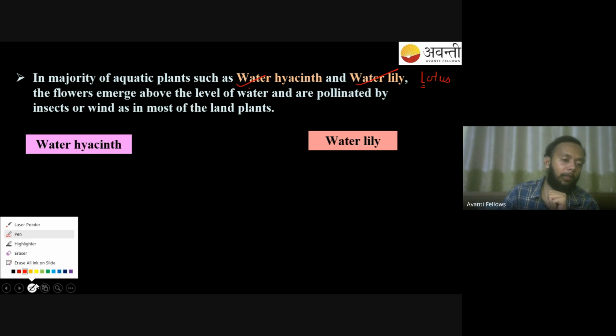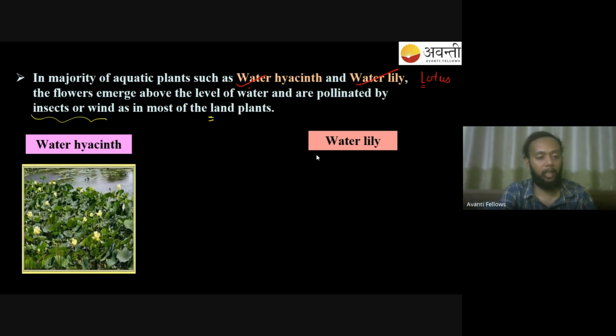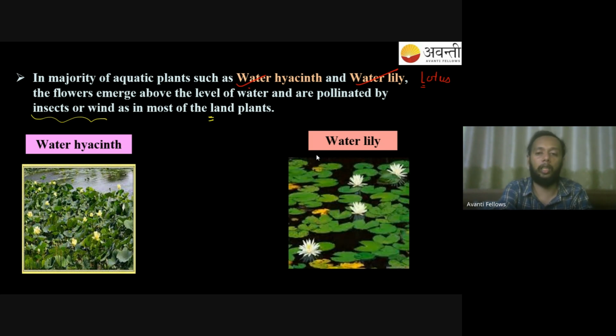So these flowers will come onto the surface and open on the surface. Then insects or wind will be involved for the pollination, just like a land plant. So remember, water hyacinth and water lily are not examples of hydrophily. The flower opens on the surface and then the insects come, either insects or wind, and they help in the pollination. So that should be clear to you.